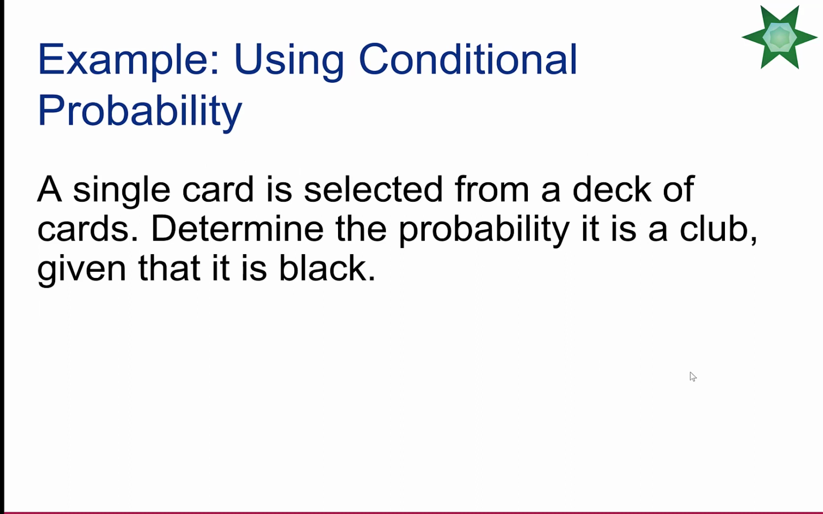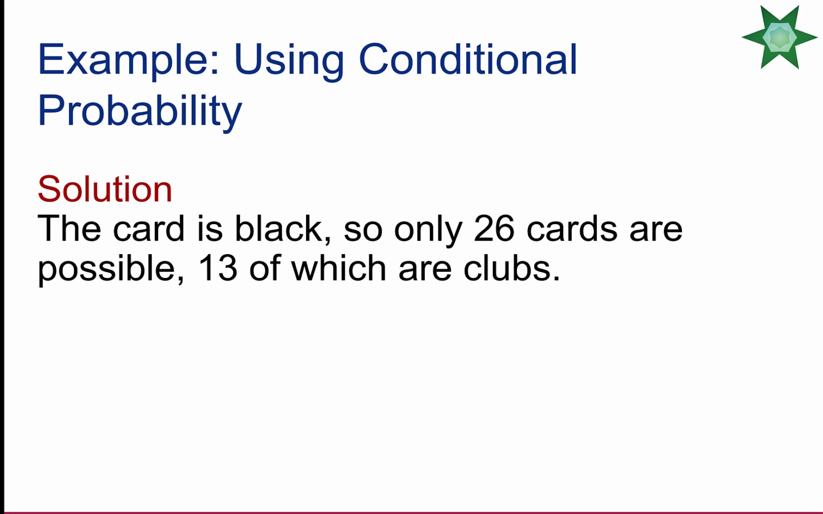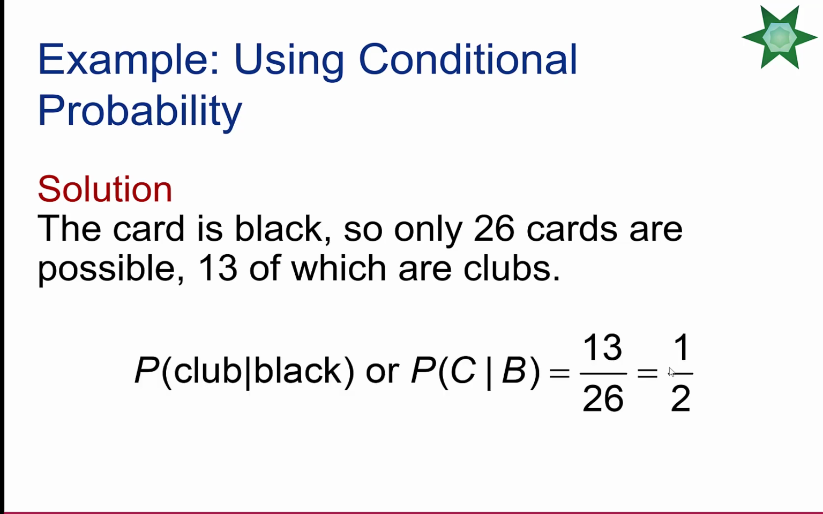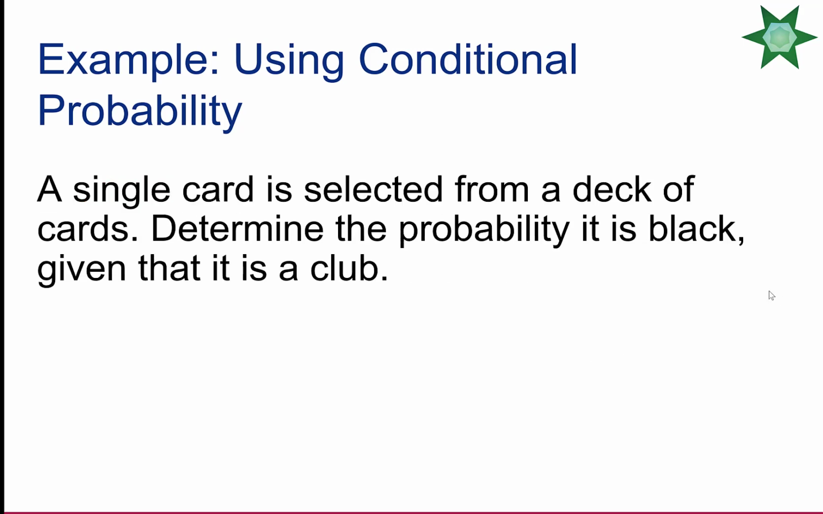A single card is selected from a deck of cards. Determine the probability it is a club given it is black. Okay, so the card is black, so there's 26 black cards in the deck, and 13 of those are clubs. So the probability of getting a club, given it's a black card, now notice what we're conditioning on becomes the denominator in the fraction, and then out of that denominator number, how many of those fit the criteria of the other event? And it's 1/2.